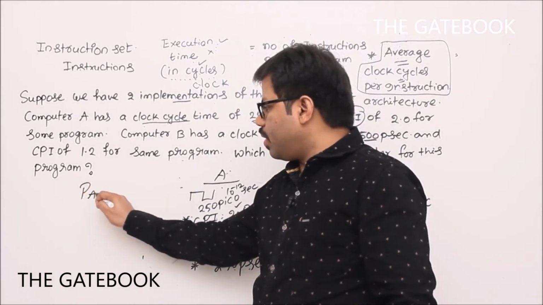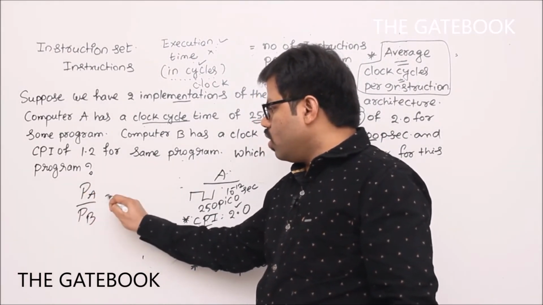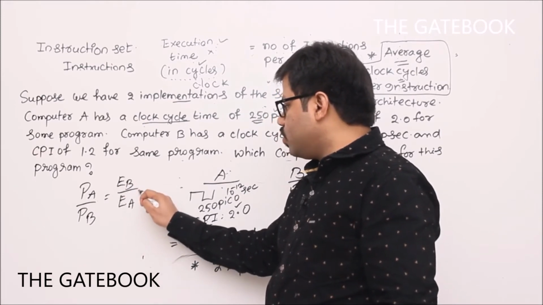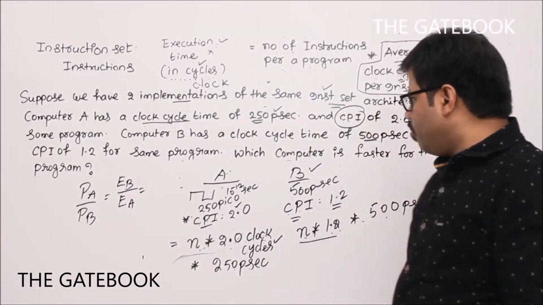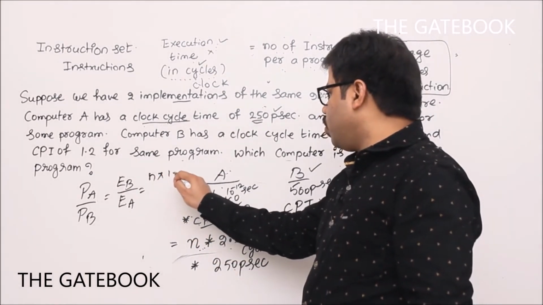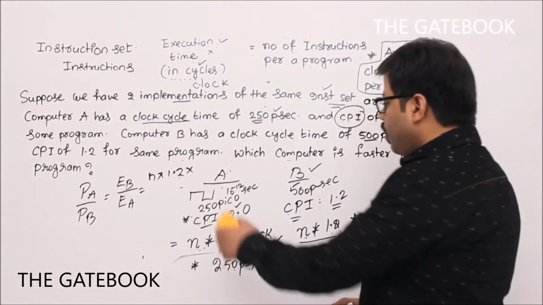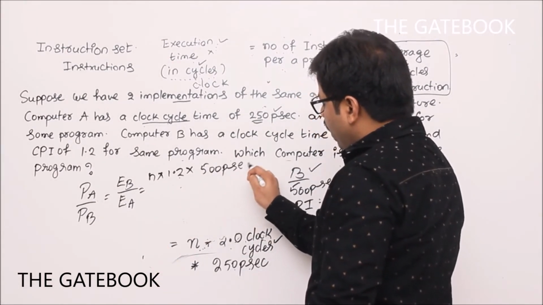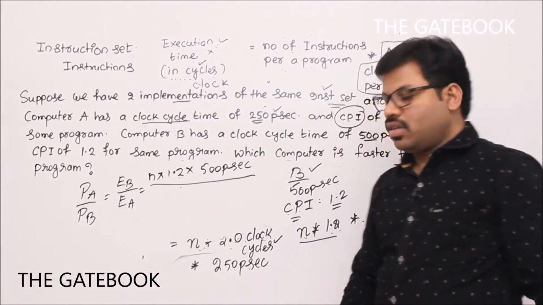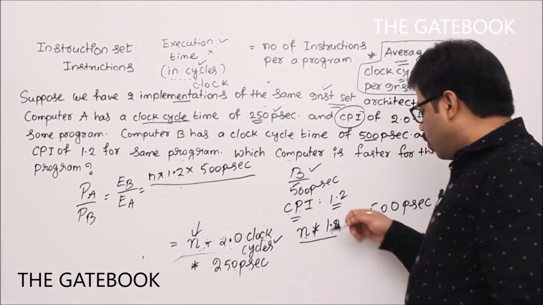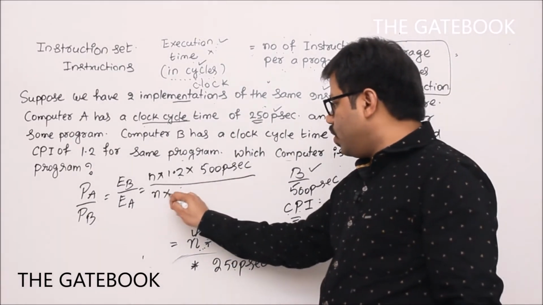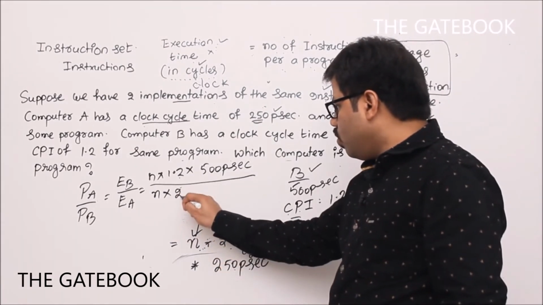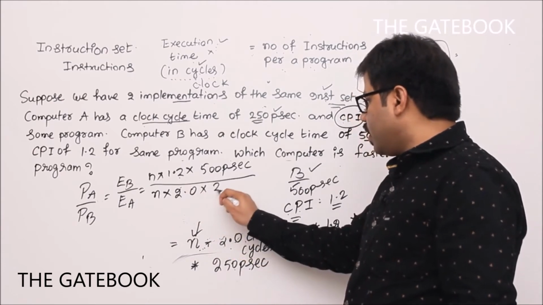Performance of A by performance of B, if you want to know, is equal to execution time of B by execution time of A. Let us use this formula. What is execution time of B? N into 1.2 into 500 picoseconds. Let me write here 500 picoseconds. Why am I dividing one by one? Because there is one variable called n. I would like to cancel it. Then here also n into 2.0 into 250 picoseconds, right?